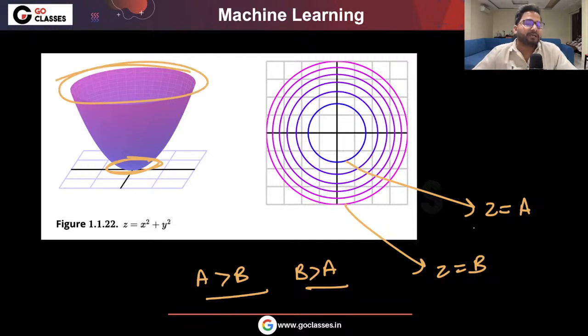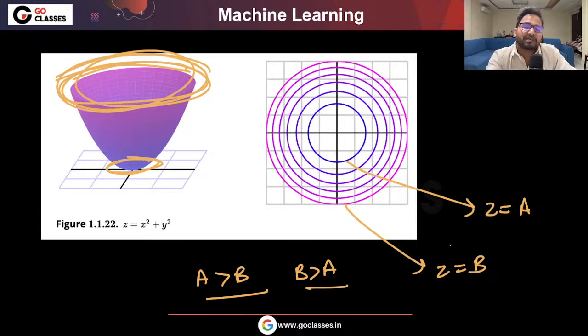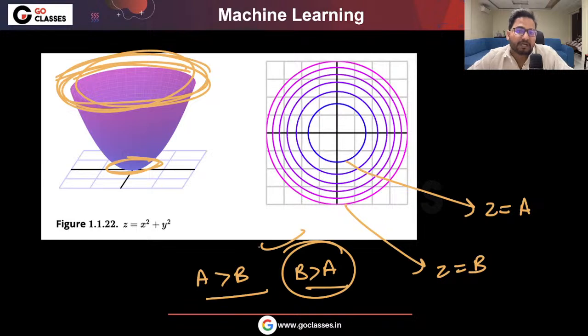Here in this case, interestingly, this outer circle is for the higher values of z, right? Because the moment you go up along the z axis, you will be getting the higher values of z. So the outer circle is for the higher values of z. That is why you will say, yes, I got the correct answer. So this is the answer here, right?